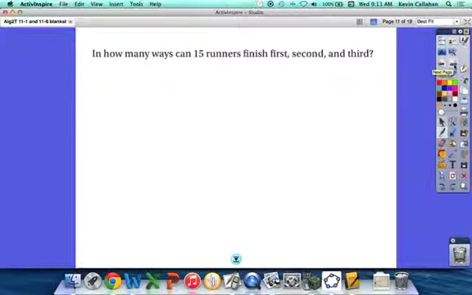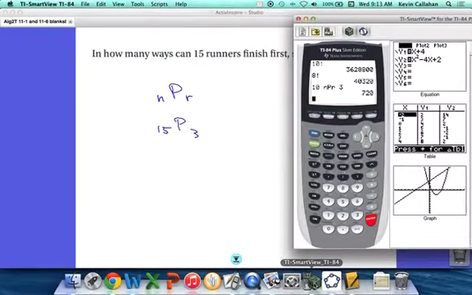Okay, and how many different ways can 15 runners finish first, second, and third? As a permutation, nPr. What is the N going to be? 15. You're drawing from 15, right? 15 P, and then how many positions are they filling? 3. So that's the math you have to do, and that's what you're going to put into the calculator. 15, math PRB 2. Now I put in the 3. 2,730.